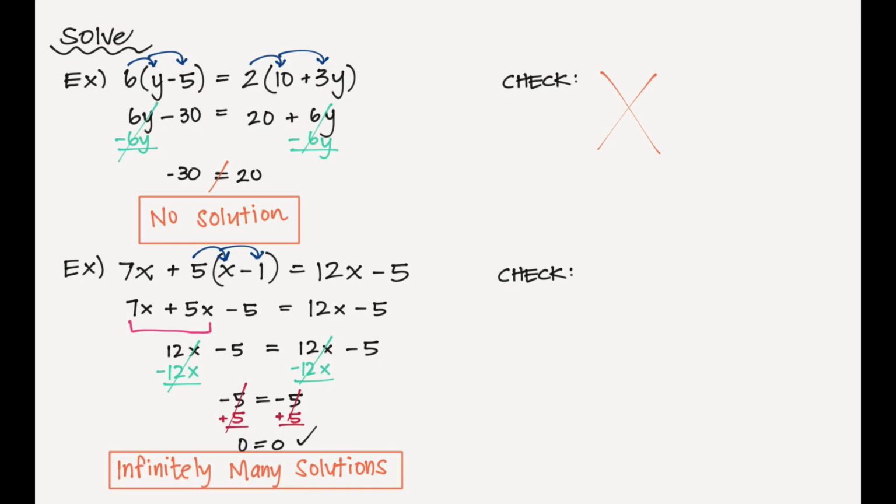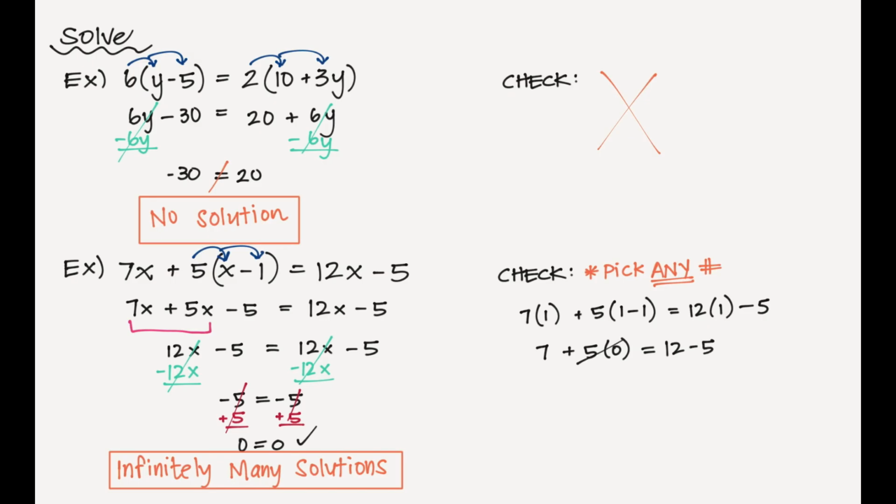Like I could plug in -15 or 0.5, but let's just pick any number then. So I'm going to pick the number 1 for my check just to see if it works. So 7 times 1 plus 5 times 1 minus 1, is that equal to 12 times 1 minus 5? Well, that's 7 plus 0, which is equal to 12 minus 5, which is also 7. So it did work out.